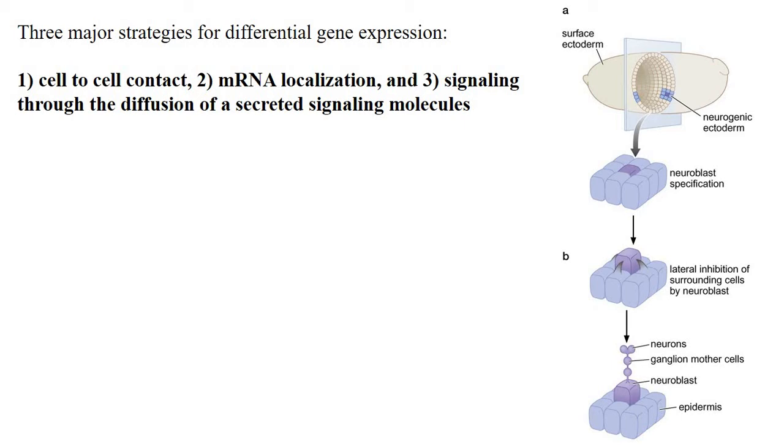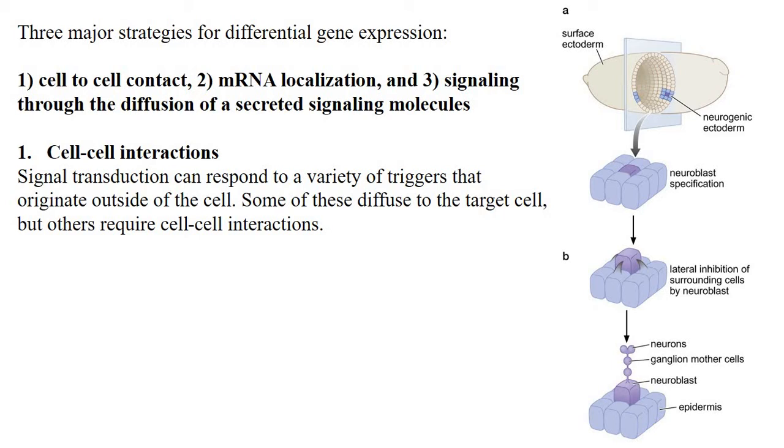Signaling through diffusion means a molecule diffuses through the cells, finds its receptor, and binds to that receptor. That could be a hormone, a peptide, or any small molecule that binds to its receptor, and then initiates a number of different downstream processes. So what we are going to focus on today is cell-to-cell contact and mRNA localization.